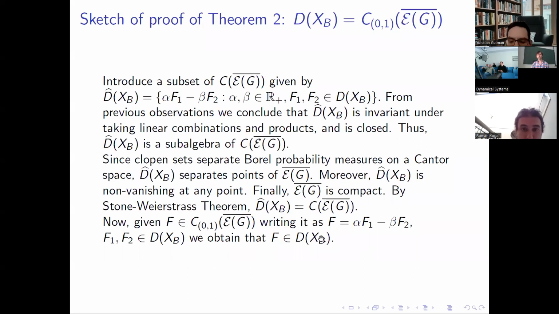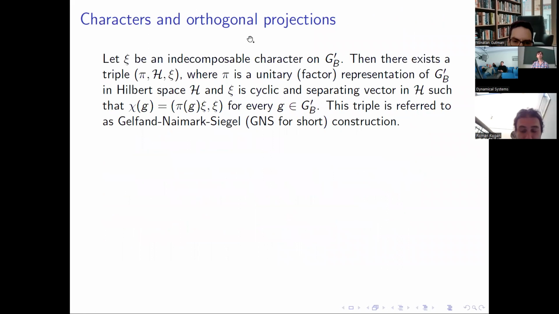So this finishes the discussion of the measures. This was the most important part about the measures. Now let me talk about the characters and factor representations.